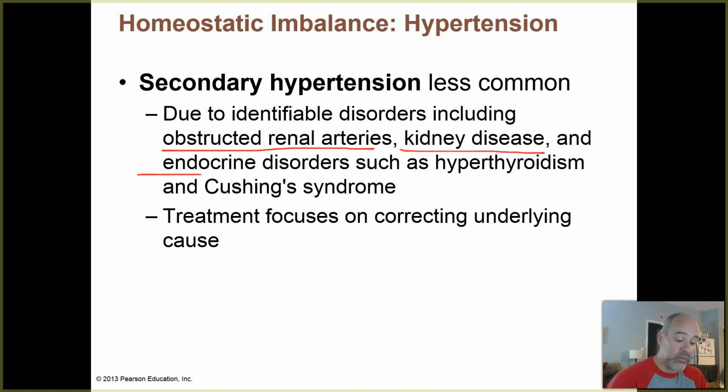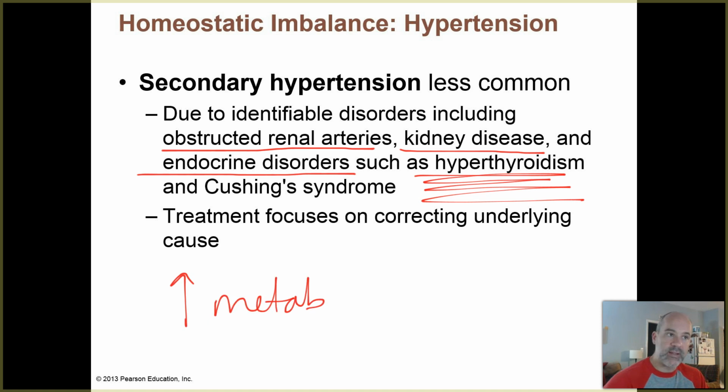You could have endocrine disorders that we've learned about before, like hyperthyroidism. Increased thyroid hormone production increases your metabolism. And how's your body going to respond to an increase in metabolism? You're going to increase your blood pressure so that you're circulating oxygen gas and nutrients to these cells in the body that are demanding them because of their increased metabolism. Cushing's syndrome, when you have an overactive adrenal cortex, you have excess aldosterone secretion.